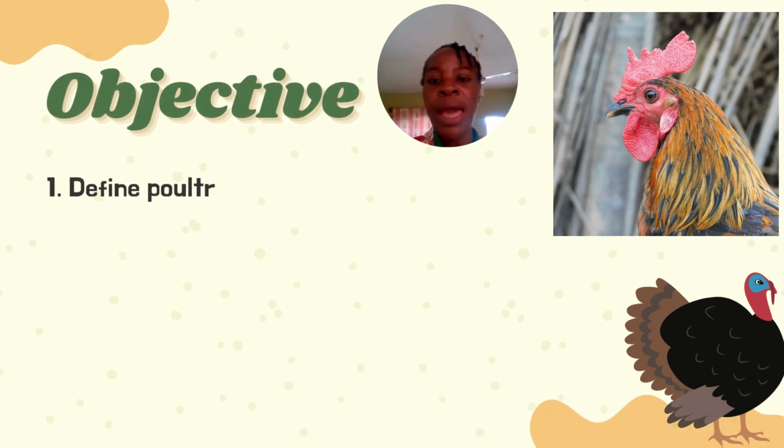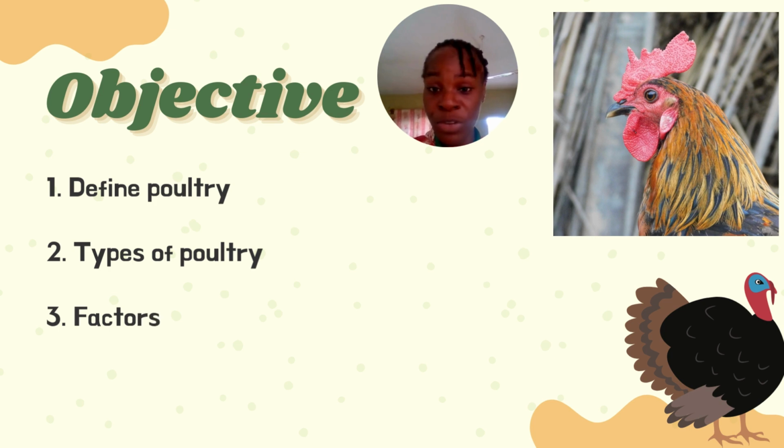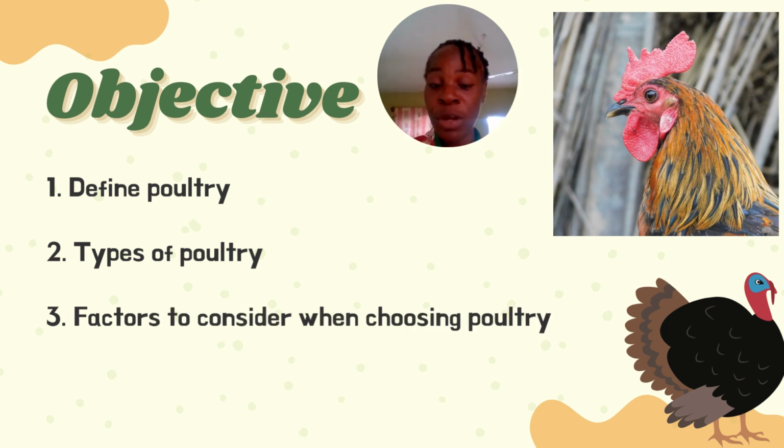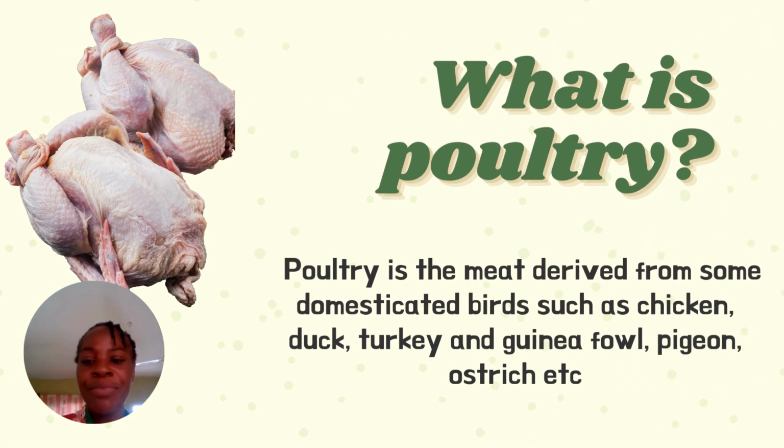Okay, so at the end of this class, I expect that you should be able to tell me what poultry is. Then you should be able to define the types of poultry that we have. You should be able to tell me the factors to consider when you're choosing or buying poultry, and then we should be able to identify some poultry dishes. So come along with me as we look at the topic together and get our objectives at the end of the class.